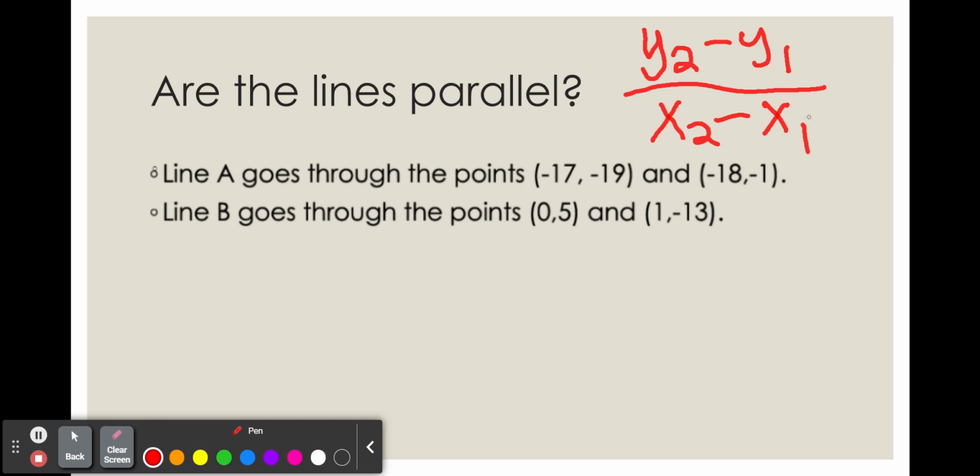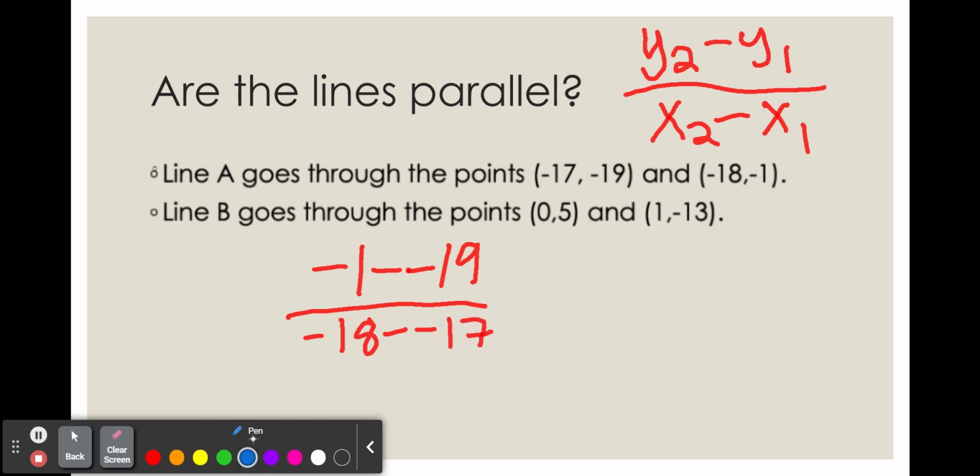Okay, and then I'm going to plug them into the formula. So I'm going to do -1 minus -19. And then -18 minus -17. So remember, when you have double negatives, it turns into addition. So -1 plus 19 is 18. And -18 plus 17 is -1.